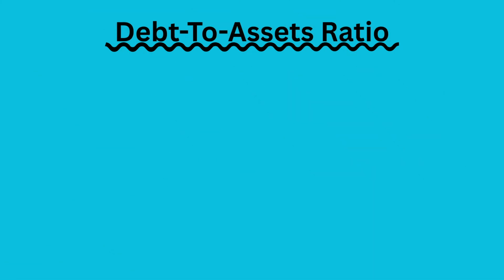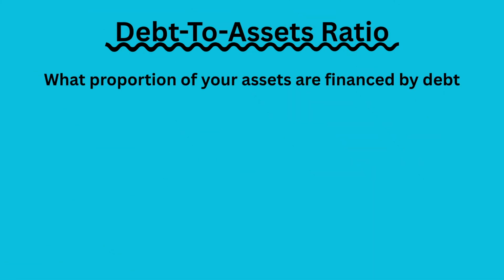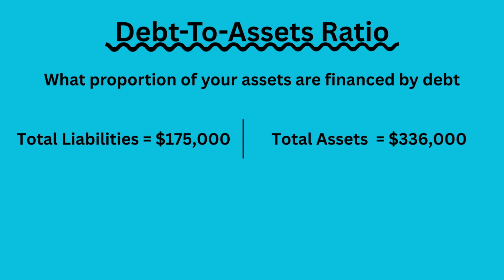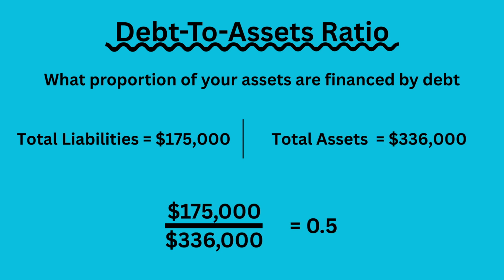Similarly, the debt to assets ratio shows what proportion of your assets is financed by debt. Since Pete's Coffee Shop has debt of $175,000 and assets of $336,000, it has a debt to assets ratio of 0.5. This means that half of the business assets are financed by debt, which is aligned with the industry norms that are between 0.4 and 0.6. These ratios are essential for assessing whether your business is over-leveraged or well-positioned to weather economic downturns.